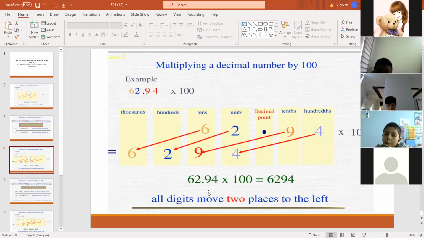As you see the example here, 62.94 multiplied by 100 means you are moving 2 decimal places to your right. Correct? You are moving the decimal point to your right. So your answer is 6,294. Understand or not? It's the same.